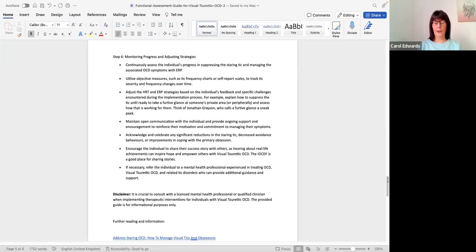Maintain open communication with the individual and provide ongoing support and encouragement to reinforce their motivation and commitment to managing their symptoms. Acknowledge and celebrate any significant reductions in the staring tic, decreased avoidance behaviours, or improvements in coping with the primary obsession. Encourage the individual to share their success story with others, as hearing about real-life achievements can inspire hope and empower others with visual tourettic OCD. The IOCDF is a good place for sharing stories.